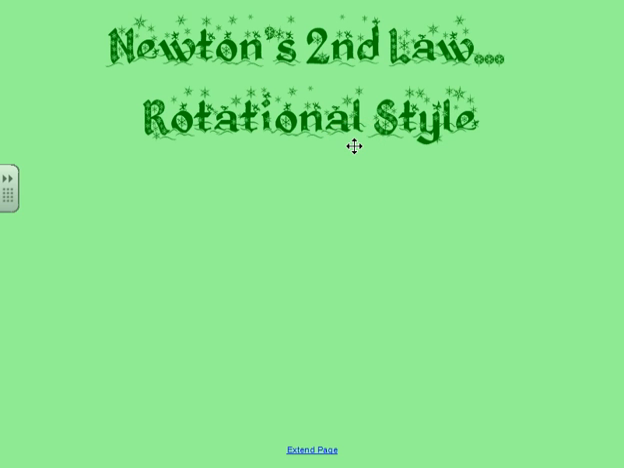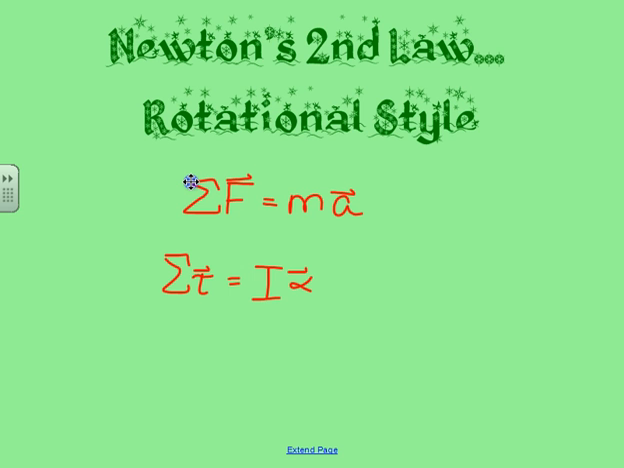So what is Newton's second law? Hopefully you answered that Newton's second law is that net force equals mass times acceleration. What is the rotational equivalent of net force? Well, that's net torque. What about the rotational equivalent of mass? We just learned that that was moment of inertia. And the rotational equivalent of linear acceleration is angular acceleration.